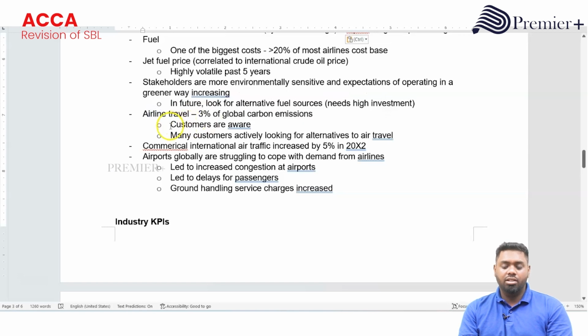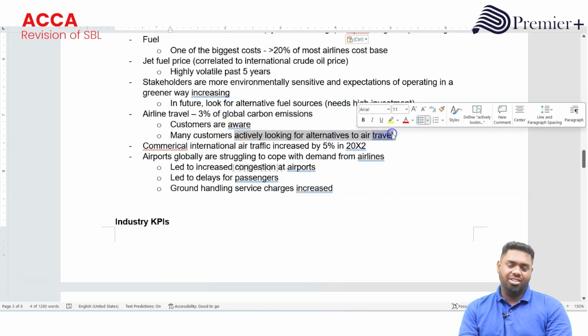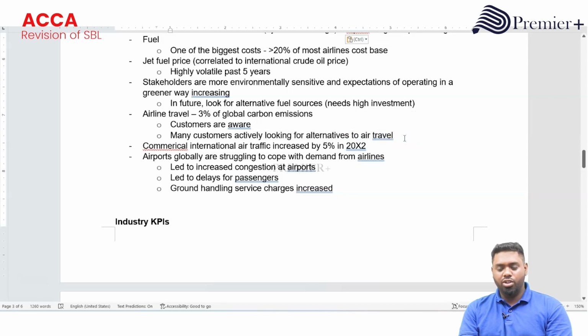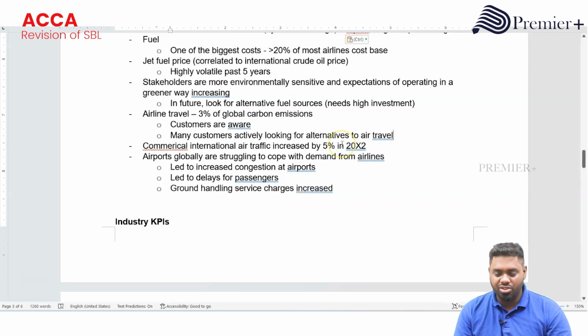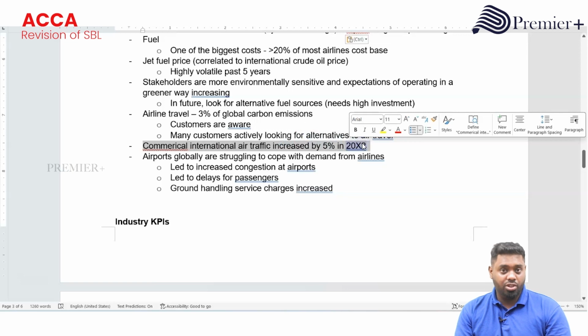So many customers are aware of this, and many customers are actively looking for alternatives to air travel. So if you are able to find an alternative fuel source which has less carbon emission or no carbon emission, you'll be able to capture a large amount of customers who are very eco-friendly and environmentally conscious. Commercial international air traffic increased by 5% in 2002, which shows the people who are traveling for commercial purposes has increased slightly.